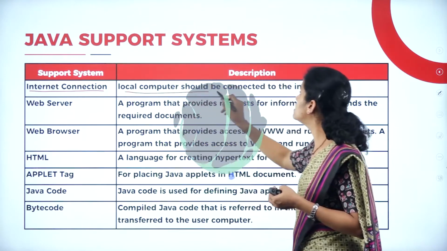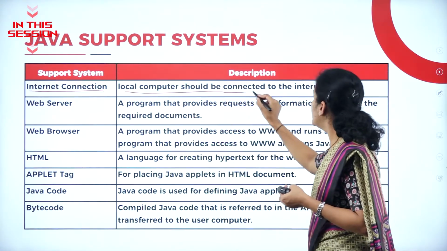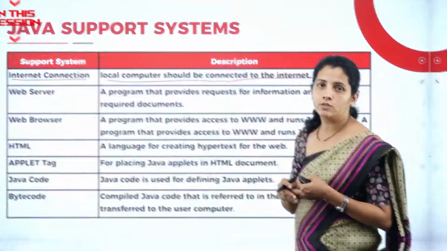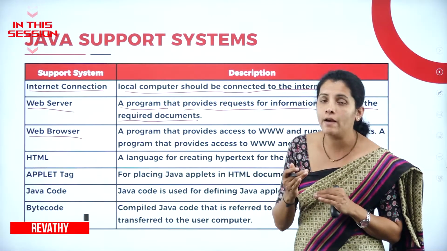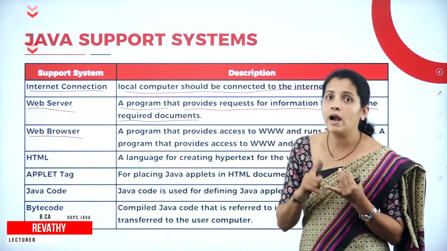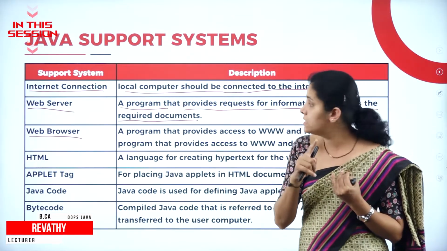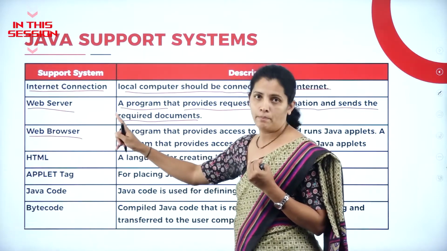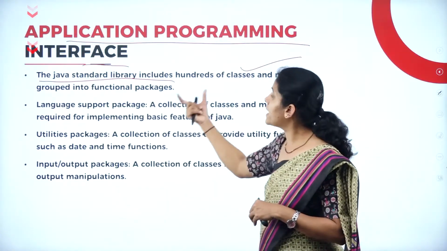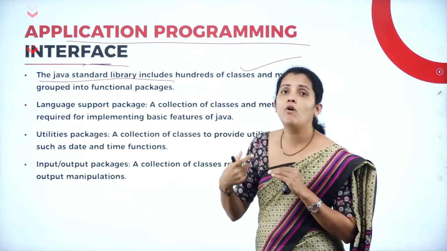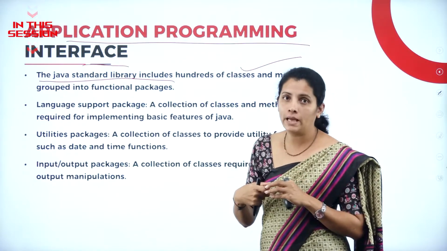The local system should be connected to the internet. So what is the example we have? That is Hot Java along with Internet Explorer, Mozilla. These are the examples for web browser. So here package includes number of classes and methods.